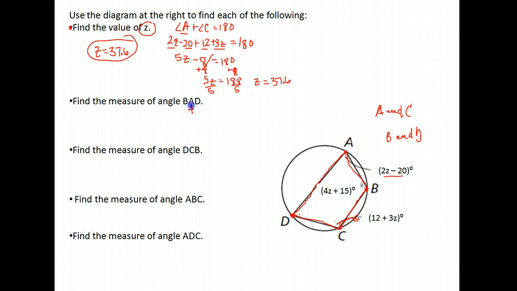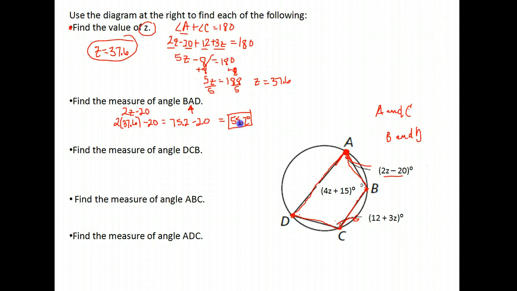Next we're asked to find the measure of angle BAD. When you're trying to locate an angle, remember the middle letter in the name is where your angle is located. BAD is located here. What was it equal to? It was equal to 2z minus 20. We just found that z is 37.6, so we have 2 times 37.6 minus 20. Go ahead and do your multiplication first. 2 times 37.6 is 75.2. We subtract 20 from that, and we get 55.2.